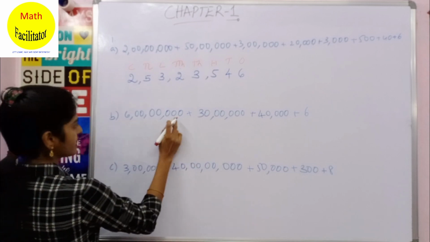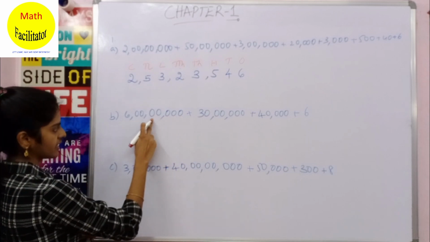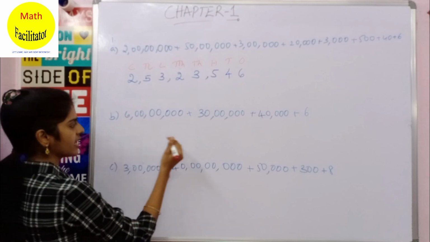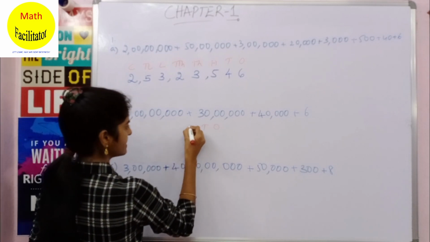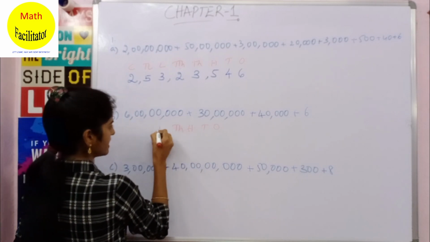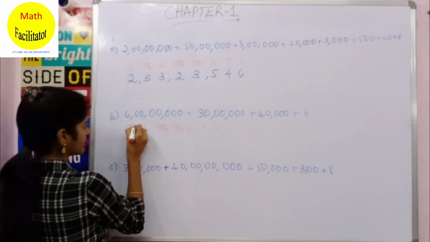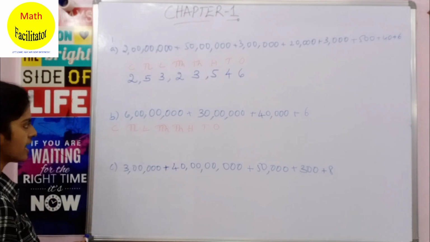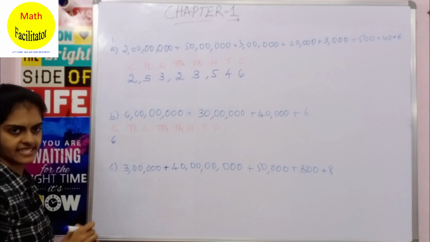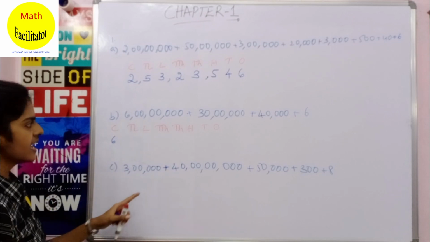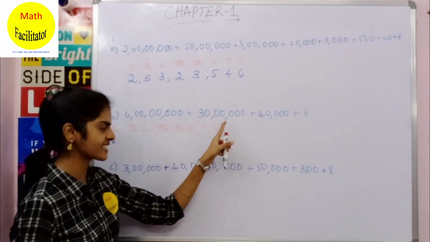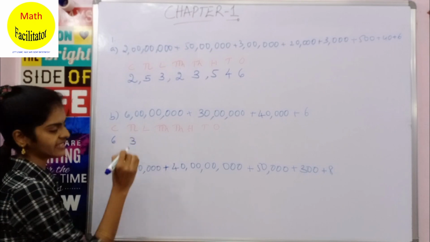Now let us write ones, tens, hundreds, thousand, 10,000, lakh, 10 lakh and crore. Now in crore place you have what? 6, as we have counted. Now this is nothing but 30 lakhs. So in 10 lakhs you will write 3.